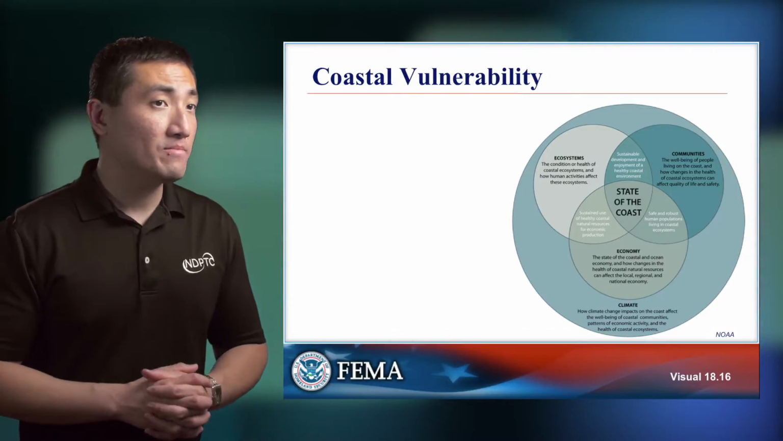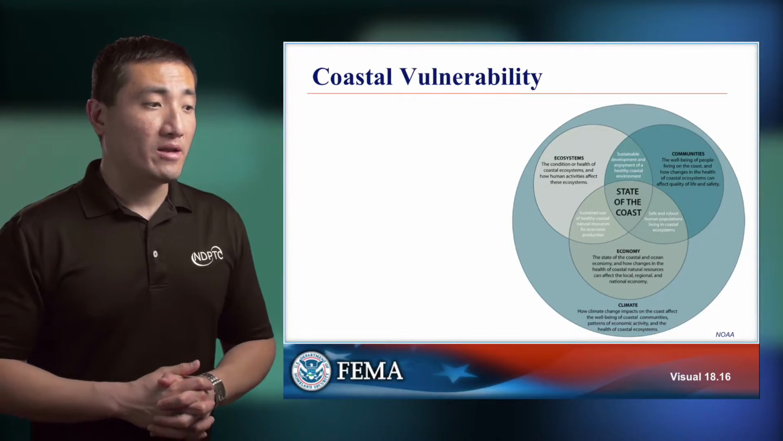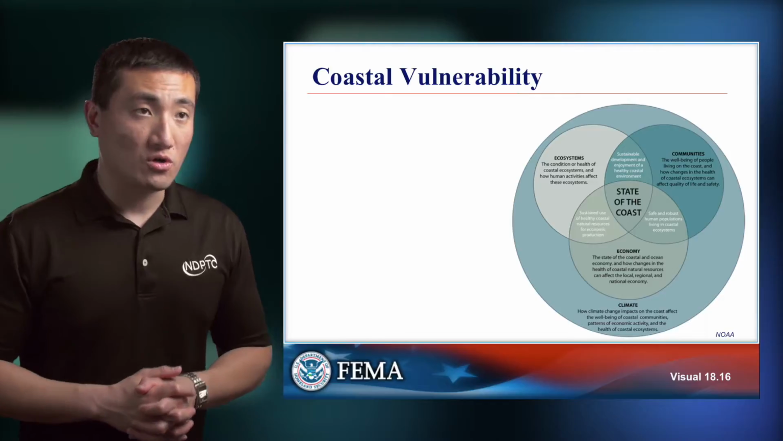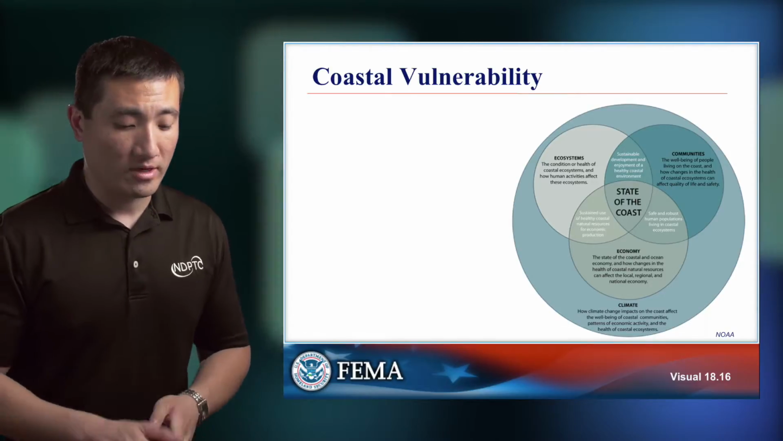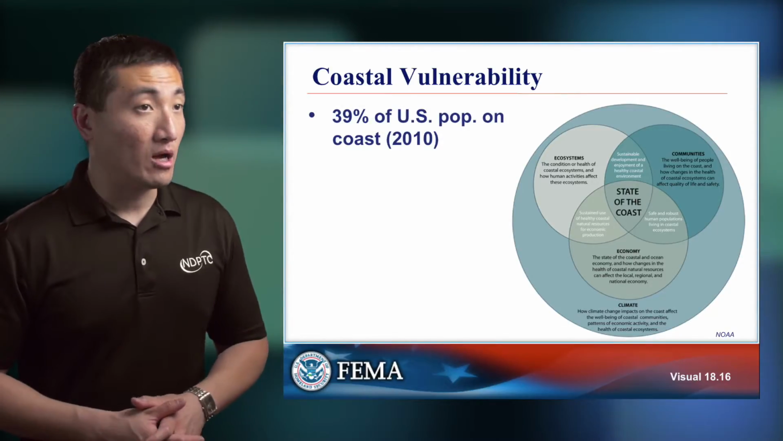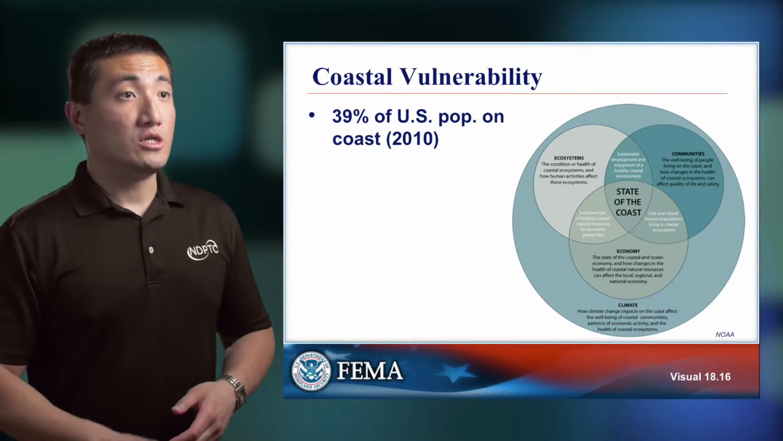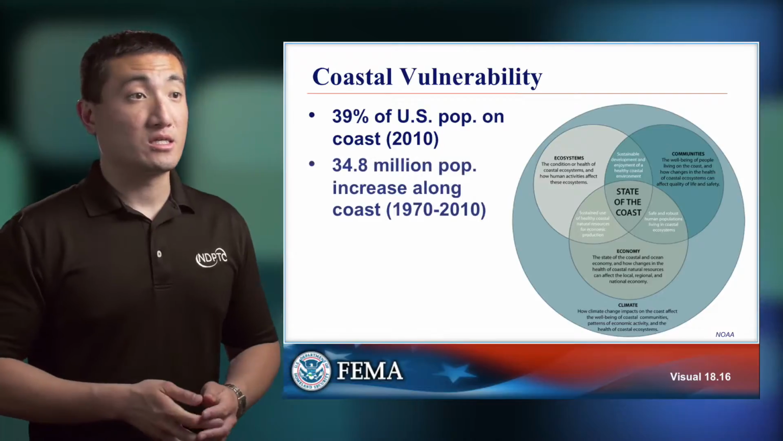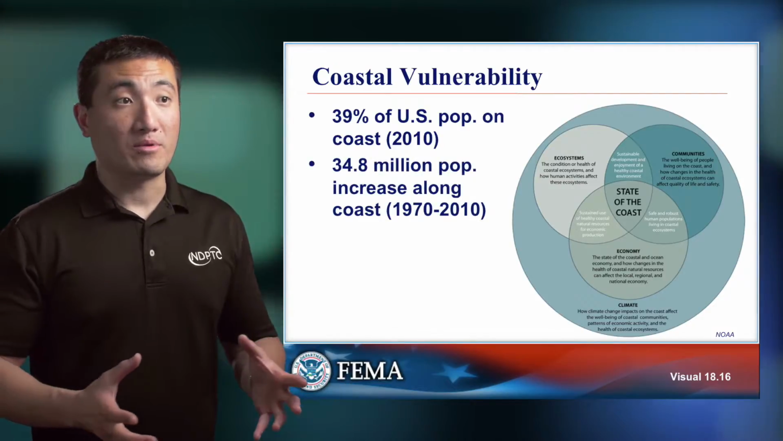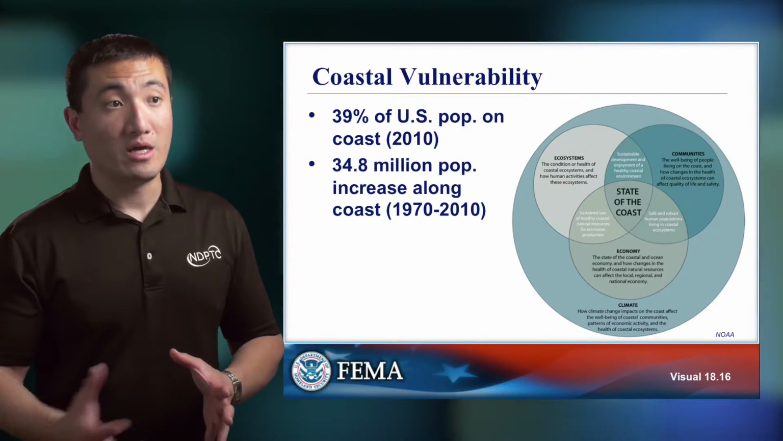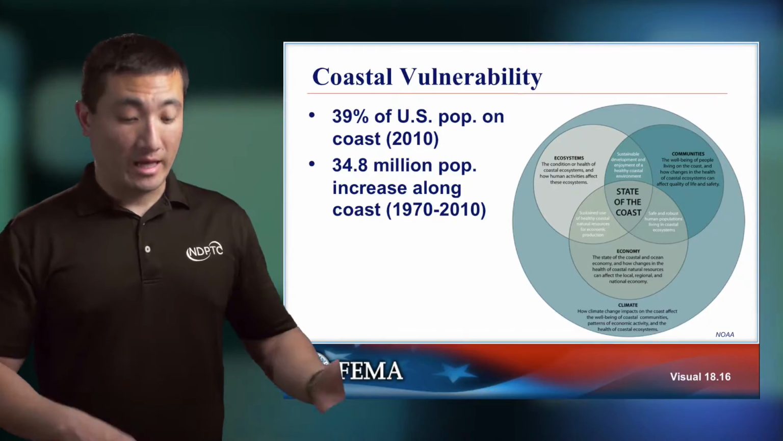Coastal vulnerability is one that is particularly of concern in the 21st century as sea level rise becomes a bigger and bigger problem. 39% of the U.S. population lives on the coast, according to 2010 statistics. A 34.8 million population increase along the coast has occurred during the last few decades.